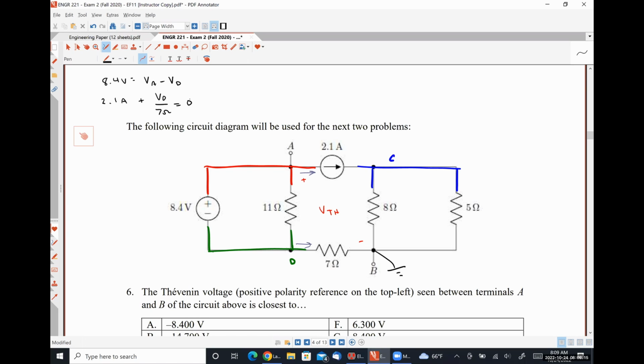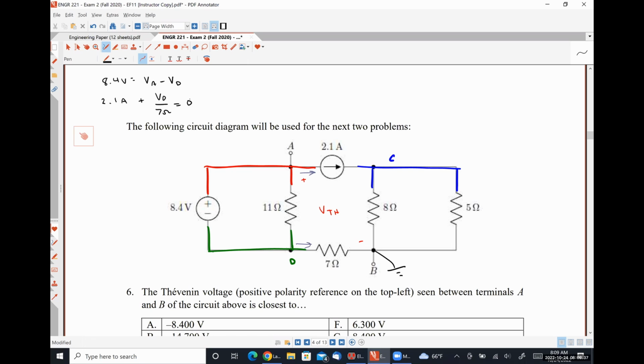Why did I make D what? Why should you make it? So that B is the negative polarity terminal of my Thevenin voltage, so that if I find node A, I find VTH without having to do anything extra, just purely laziness.